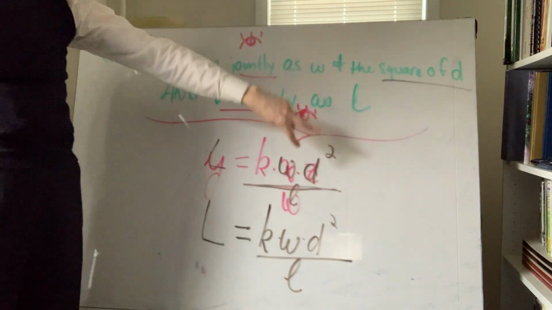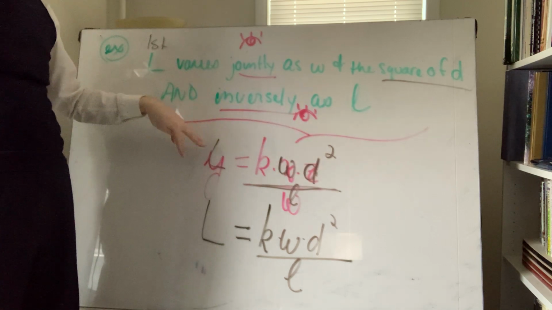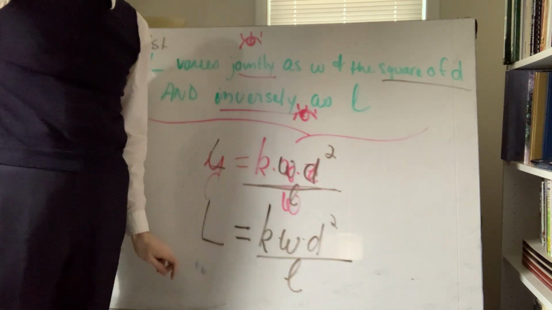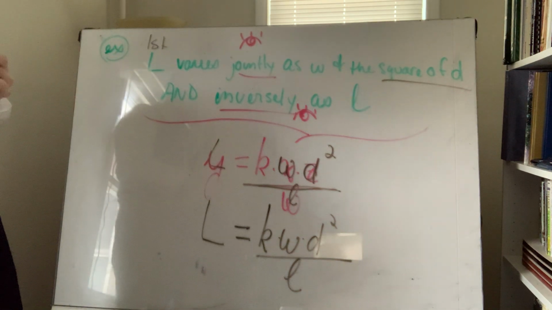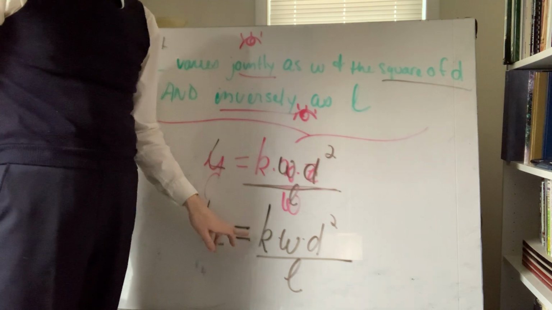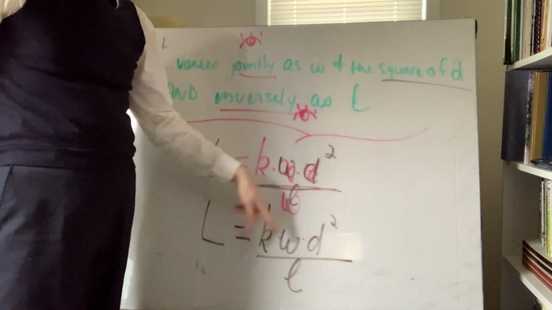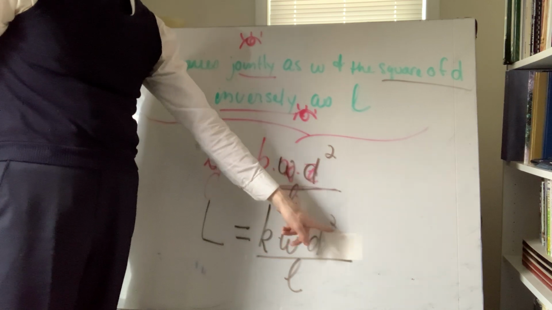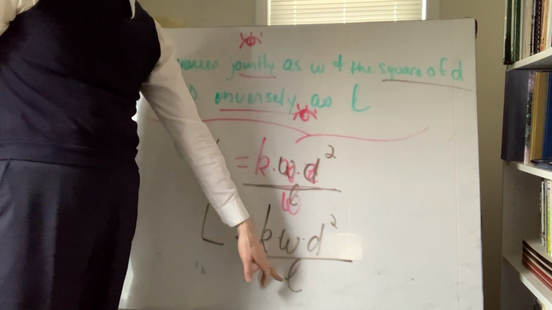This is me superimposing my scribble on what I wrote originally in red. And this is the same thing, a little bit more cleanly written, a little bit more obvious, I hope. The load varies jointly between the width and the depth squared, and inversely over the length.